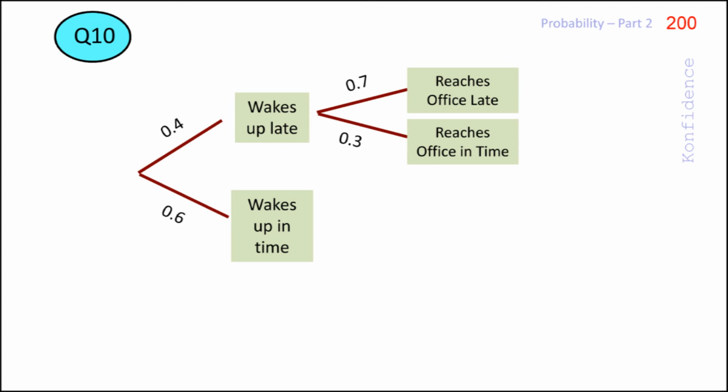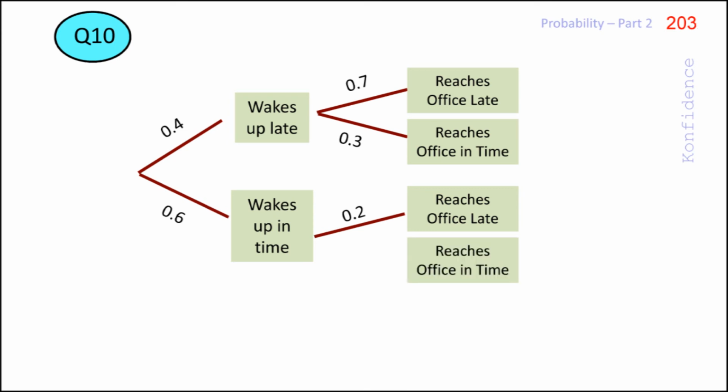If she wakes up in time, the probability of her being late is given as 0.2. That means that if she wakes up in time, the probability that she reaches the office in time will be 1 minus 0.2 or 0.8. These can be indicated in the tree diagram as shown in the slide.